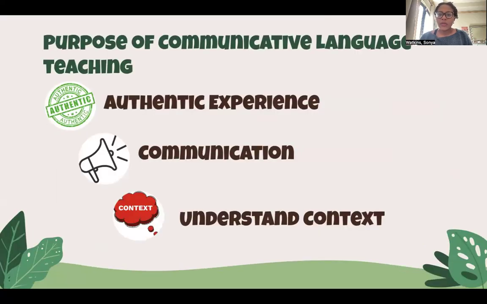The purpose of communicative language teaching is so that you can get an authentic experience, so that you can actually see the language and understand and get the context of it, and then you can communicate it. And then the last thing that I want to reinforce is understanding the context. With geography, you need to understand the context of what is going on. All of this is like a layered cake of different things that I want to teach my students in third grade.